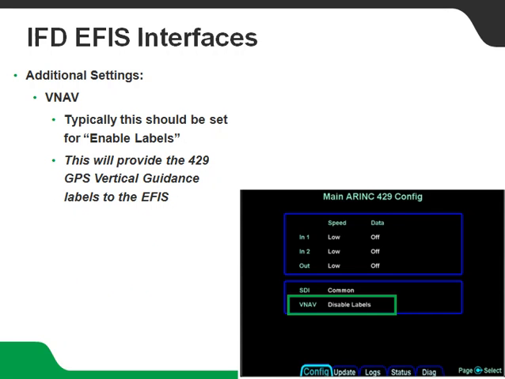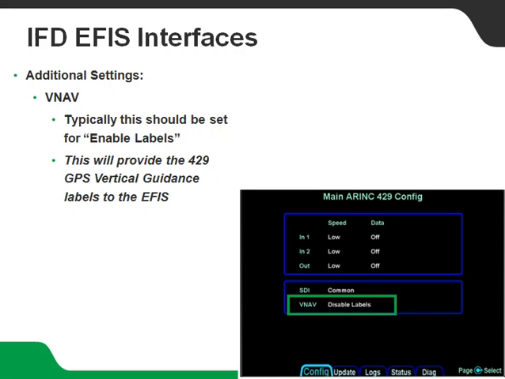And then you'll see a VNAV setting down there. And what that VNAV setting is, that allows the IFD to send out GPS-based vertical guidance ARINC 429 labels. So what this means is if for instance you're installing an IFD as part of a WAAS upgrade, part of a WAAS upgrade is adding the capability to the system to do GPS-based approaches, LPVs and such.